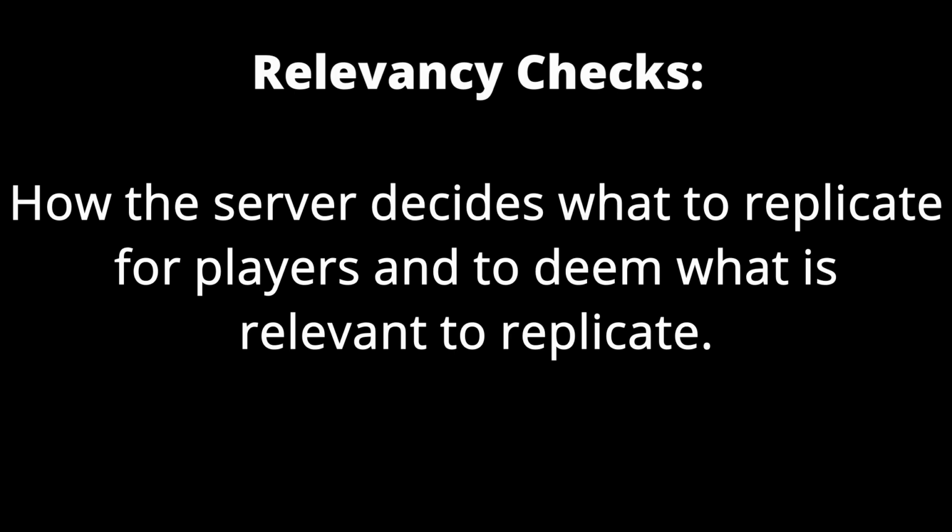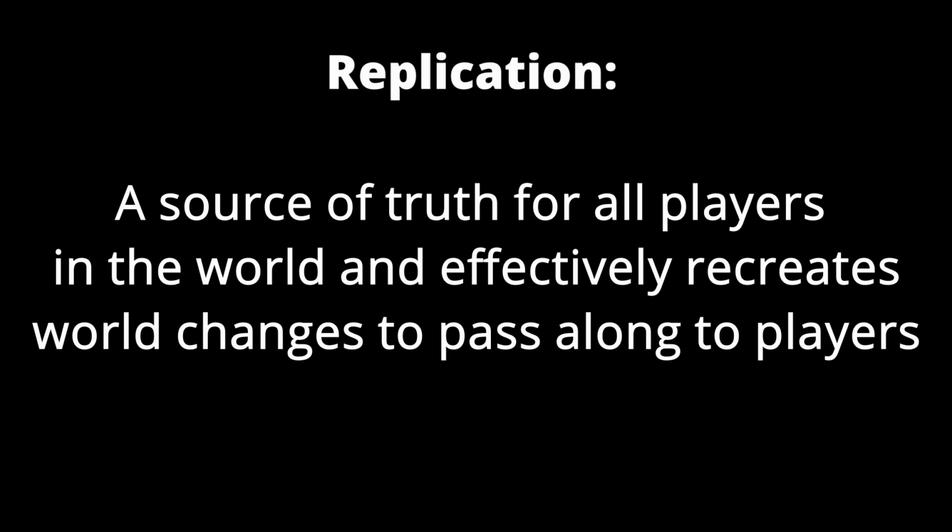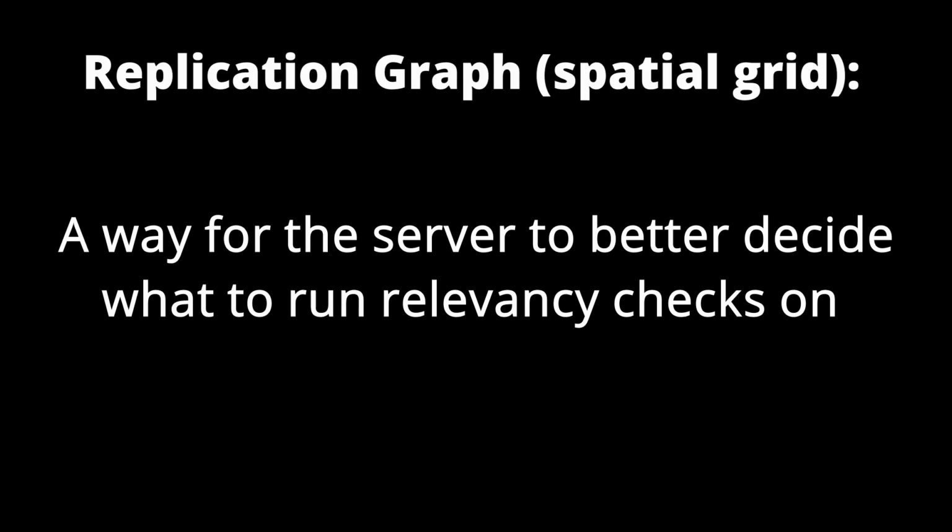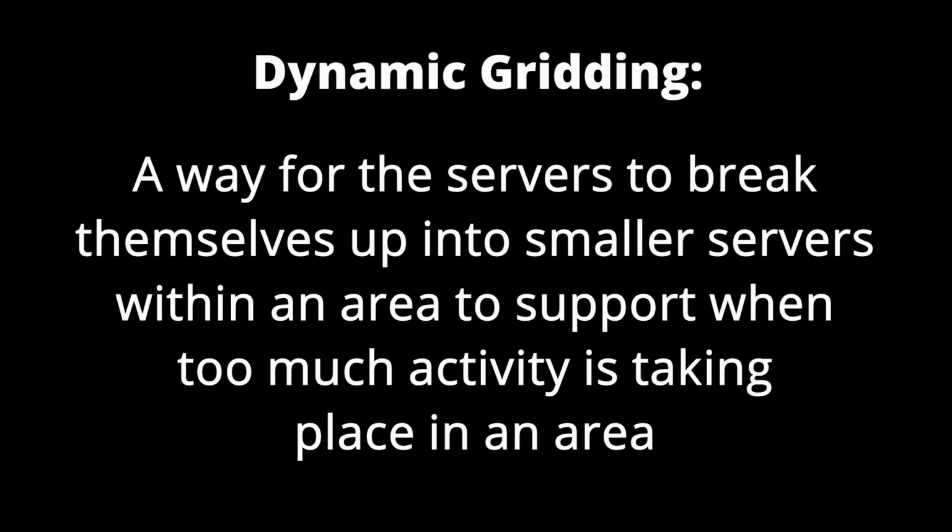To recap, relevancy checks are how the server decides what to replicate for players and to deem what is relevant to replicate. Replication is creating a source of truth for all players in the world and is effectively recreating world changes to pass along to players. Replication graph is a way for the server to better decide what to run relevancy checks on, and finally, dynamic gridding is a way for the servers to break themselves up into smaller servers within an area to support when too much activity is taking place in that area.